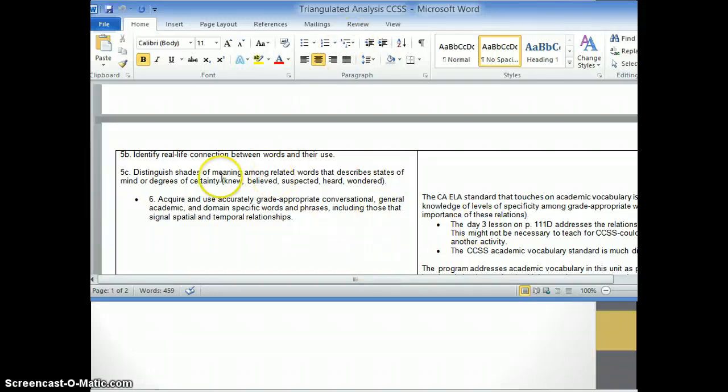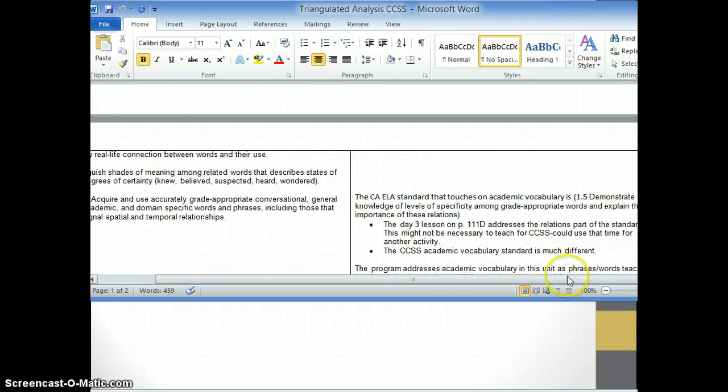So what I did was I looked at these standards and I went back into the program and I said, does this particular unit lend itself well to covering any of these? Because we know these weren't part of the standards in the past, but at some point I'm going to have to teach lessons that meet these standards. So I said, well, let me see if this unit will be a good time to do that. And I actually did find some opportunity here.